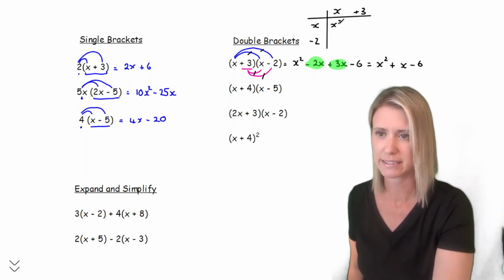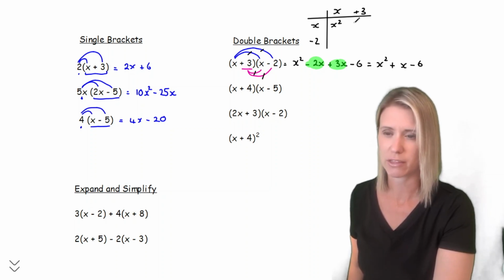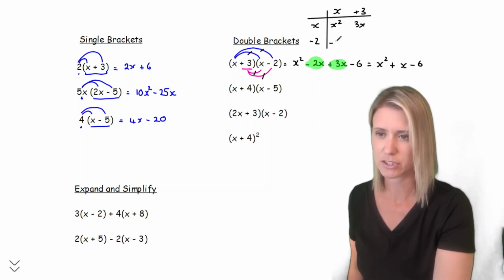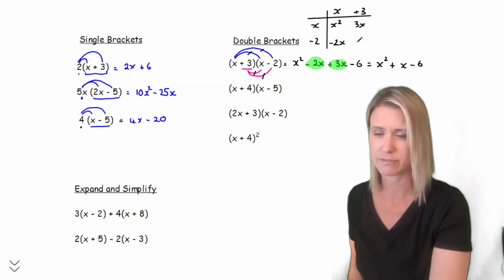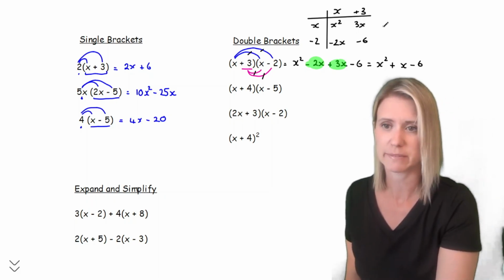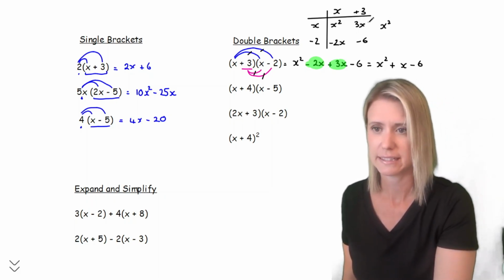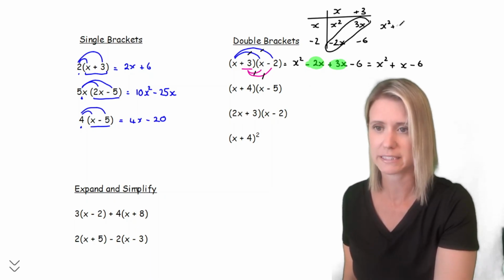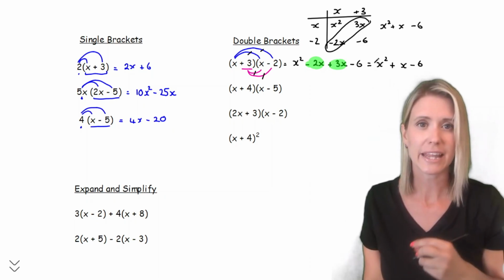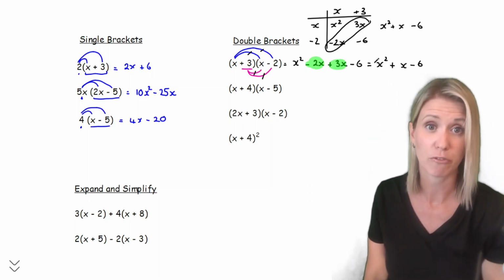So x multiplied by x is x squared. x multiplied by 3 is 3x. X multiplied by negative 2 is minus 2x. And 3 multiplied by negative 2 is negative 6. And then you can combine your terms together. So we have x squared. These two are like terms. They're both x's, so they can combine to make just the 1x minus 6. So you're going to get the same answer. It's just whatever you prefer to do.